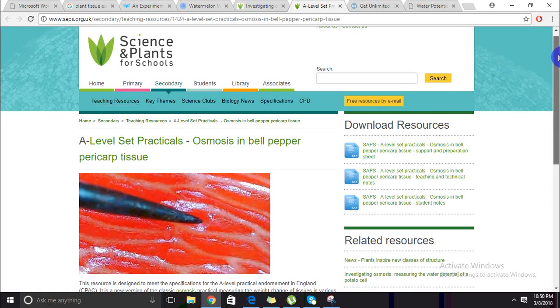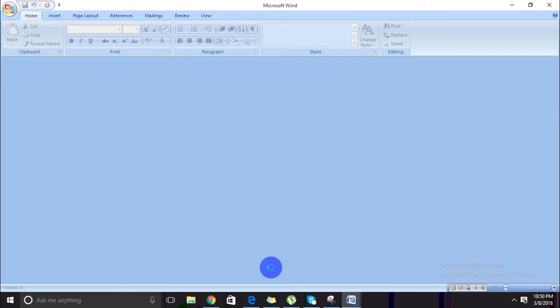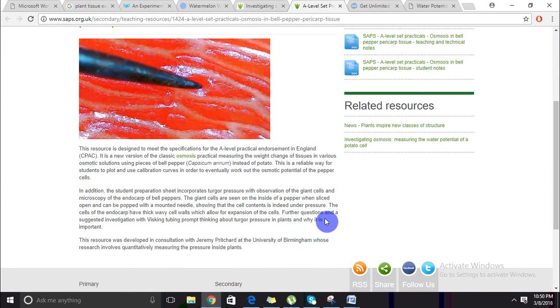Osmosis in bell pepper pericarp tissue. This is a new version of the classical osmosis practical, measuring the weight change of tissues in various osmotic solutions using pieces of bell pepper instead of potato. This is a reliable way for students to plot and use calibration curves in order to eventually work out the osmotic potential of the pepper.